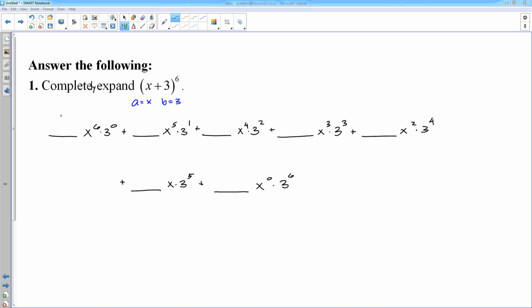And then the numbers in front are those combinations. They'll all be 6 because my original exponent is 6. Choose, and I start at 0. My next one is 6 choose 1. My next one is 6 choose 2. 6 choose 3, and so on and so forth.